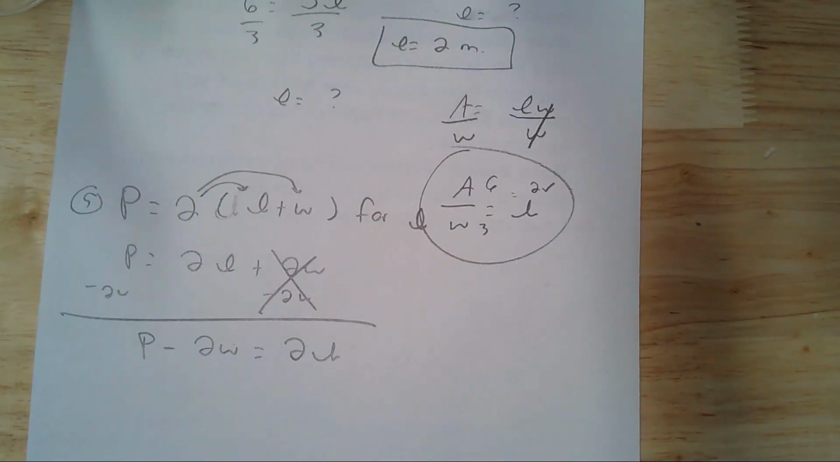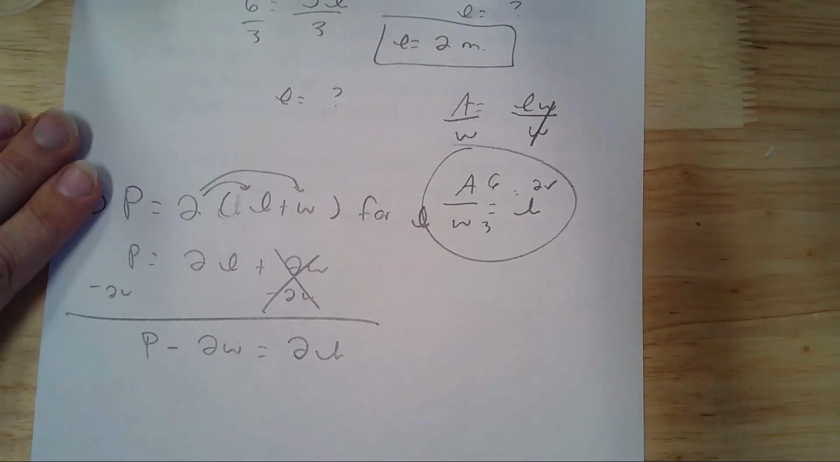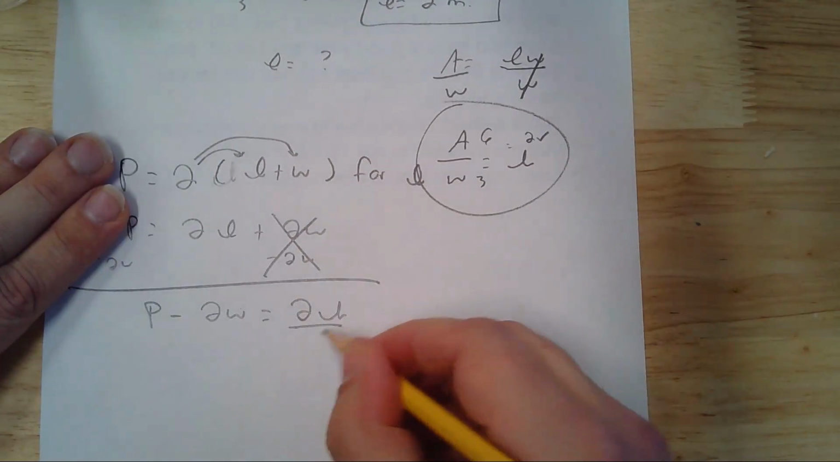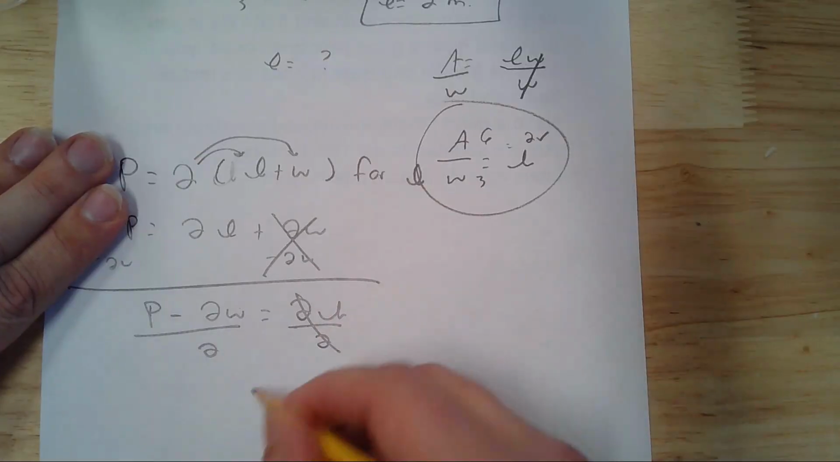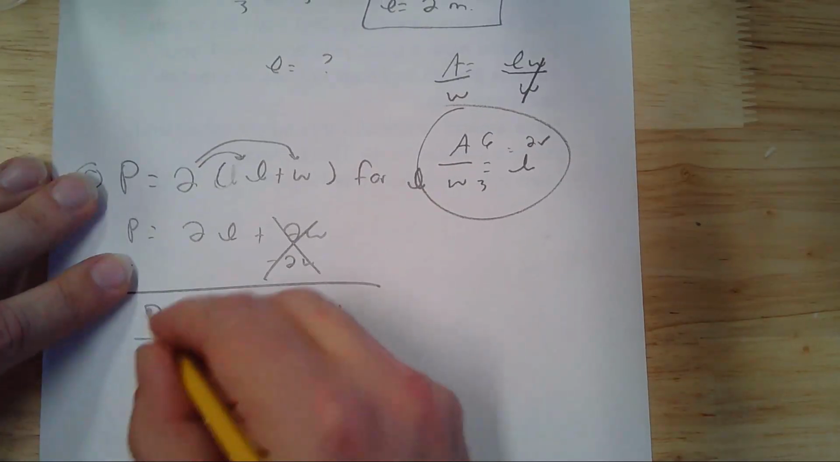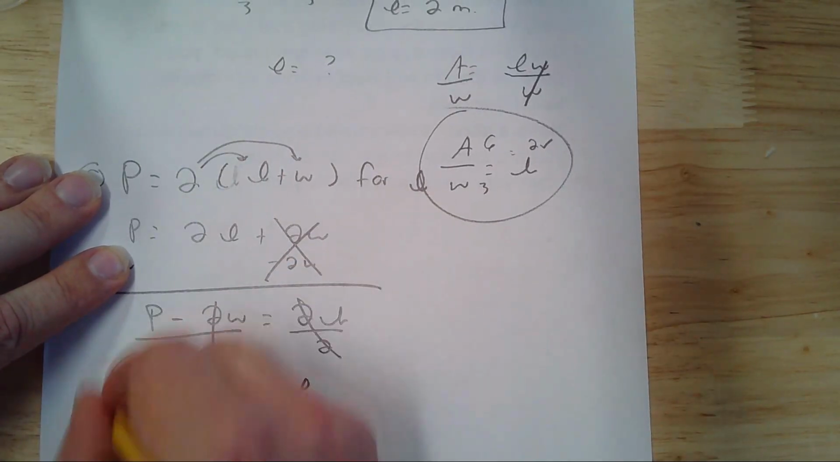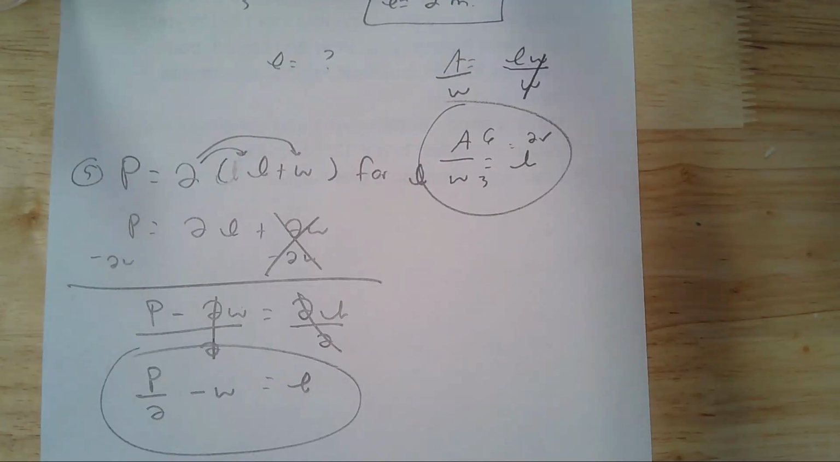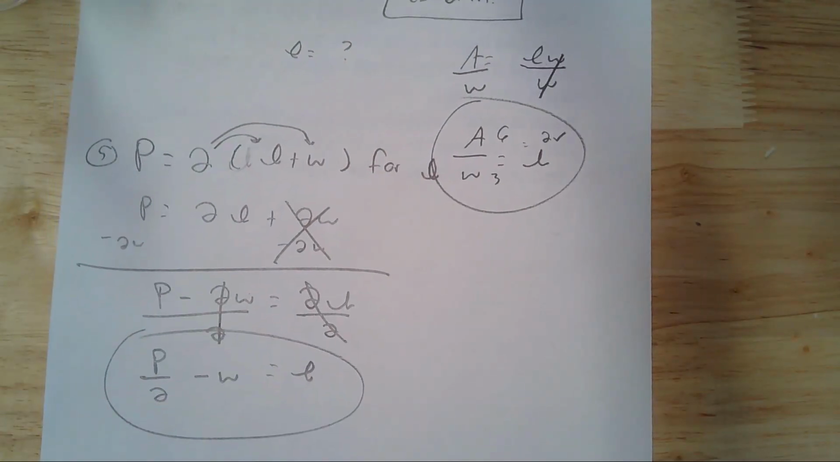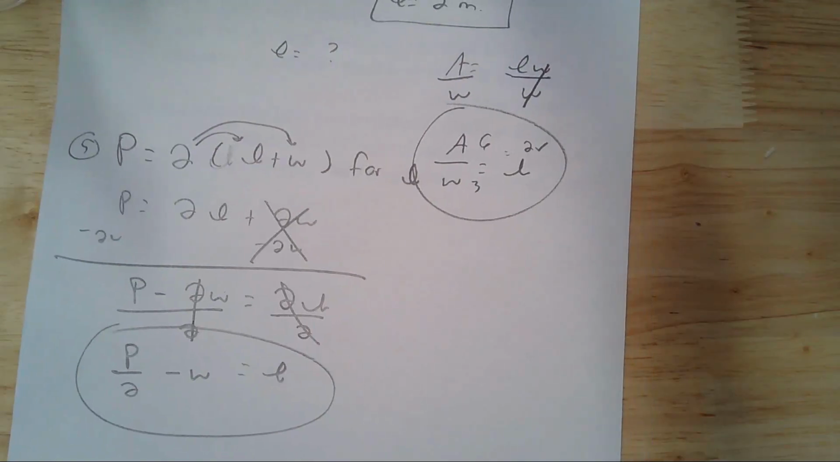Now what do I want to do? What am I doing to L? Multiplying by 2. Right, so how do I undo that? I want to divide both sides by 2. So now I got L. So what do I have left? P over 2. And then this just cancels out. And there it is. P over 2 minus W equals L.